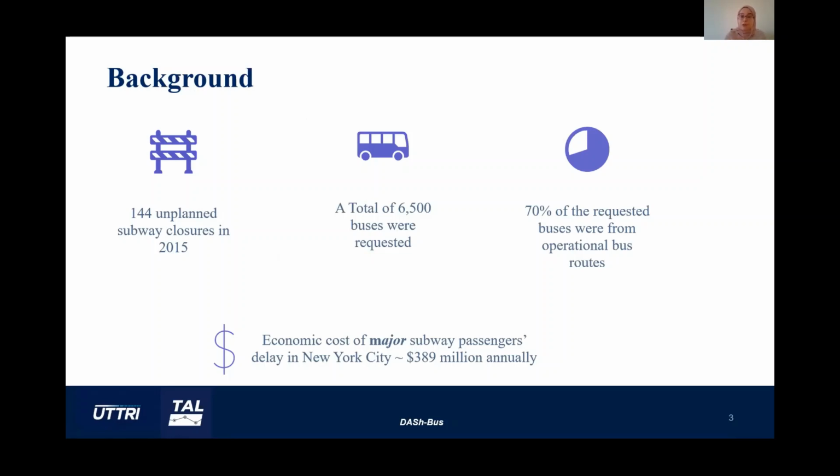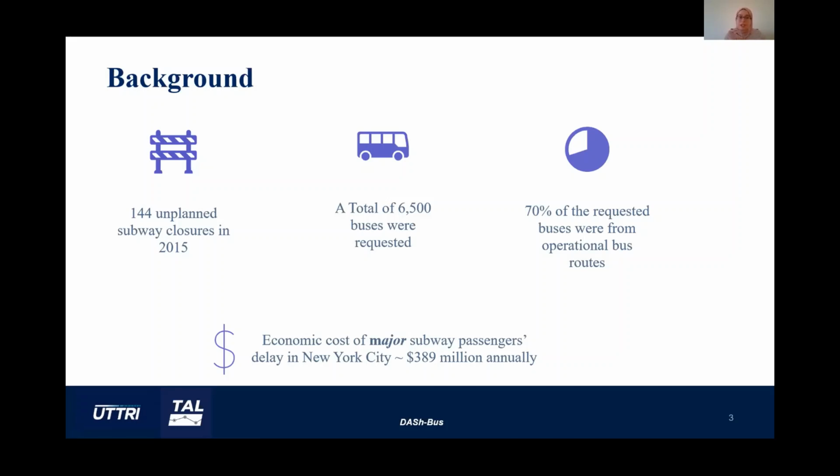And for those closures, up to 6,500 shuttle buses were used to serve passengers instead of the closed rail service. We also noticed that up to 70% of these buses were taken from existing operational routes, which means they're not only impacting the subway system, but also the bus network. We also found that the economic cost of major subway disruptions for passengers in a large city like New York was estimated to be around $389 million annually.